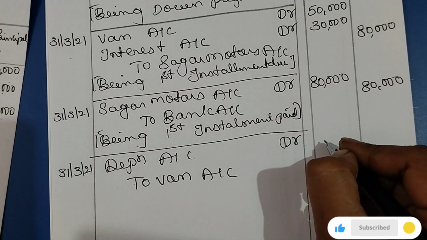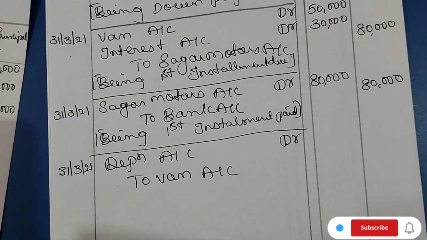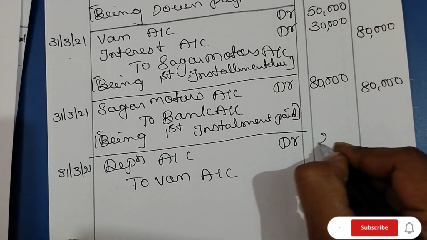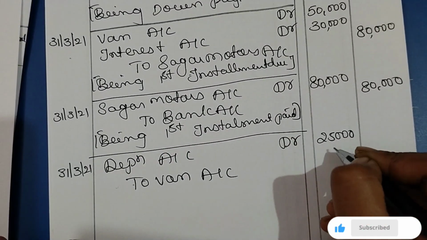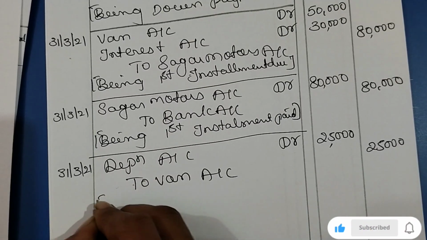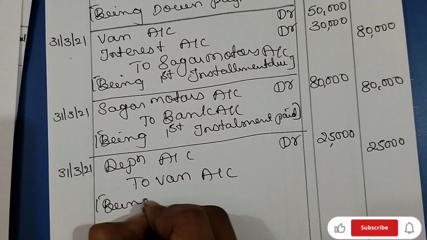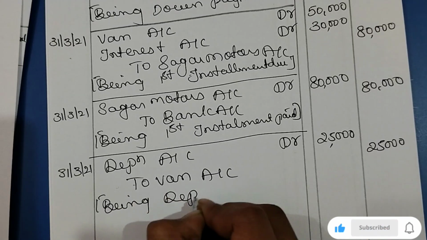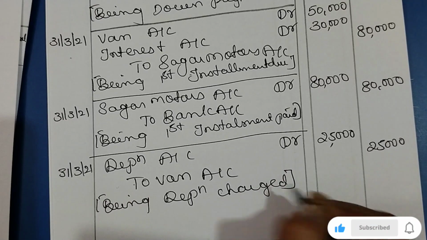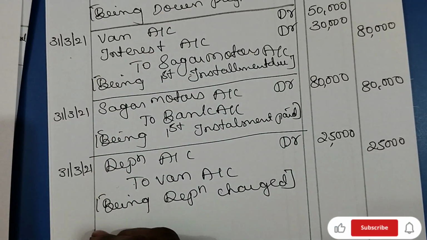What is the first year depreciation? The first year depreciation is 25,000 that we are recording. 25,000 being depreciation charged. This is about the first year entry.